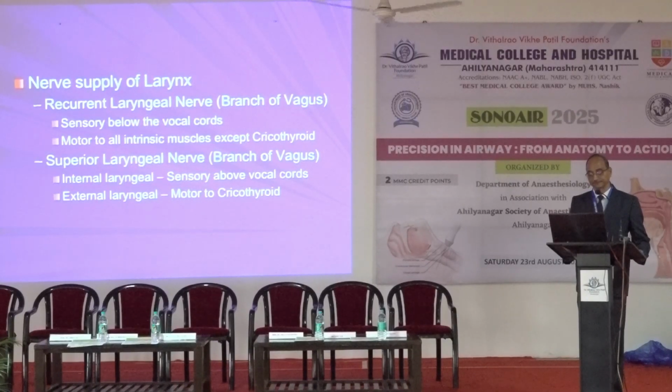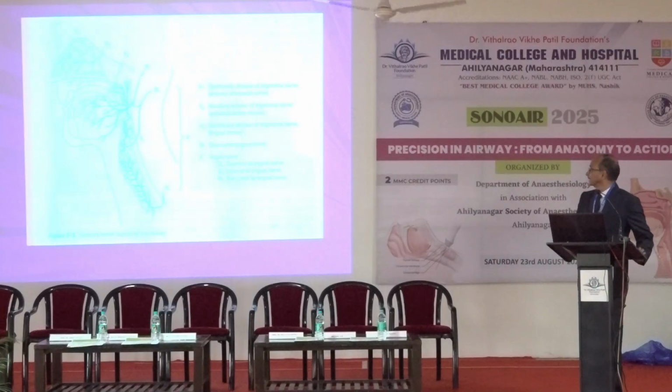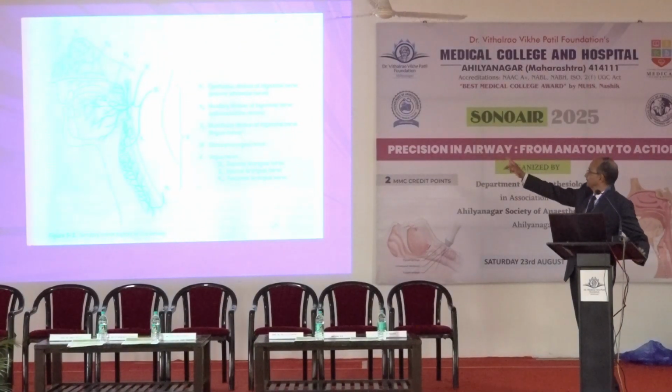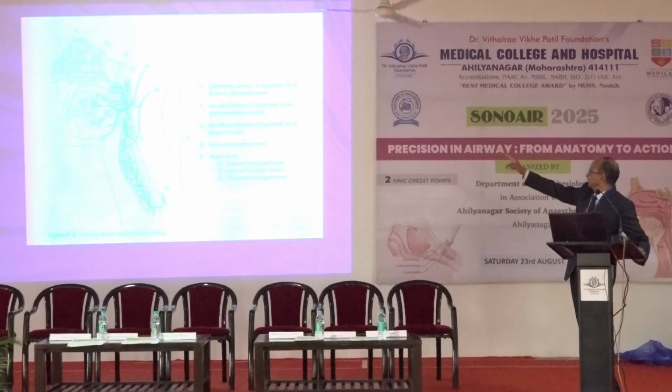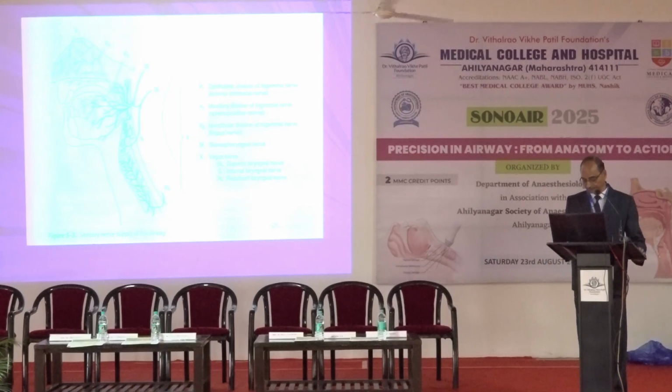Now this is the diagram which is showing you the trigeminal nerve with the ophthalmic branch, the maxillary branch and the mandibular branch. Then you have the glossopharyngeal, the ninth cranial nerve, and then the vagus nerve, which has the superior laryngeal, the inferior laryngeal and the recurrent laryngeal branches.